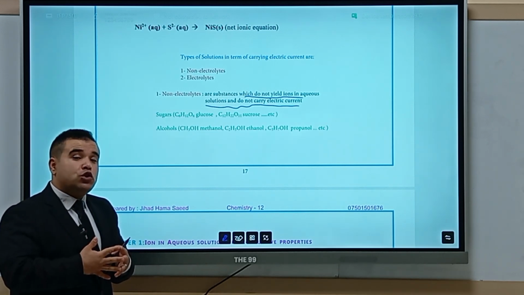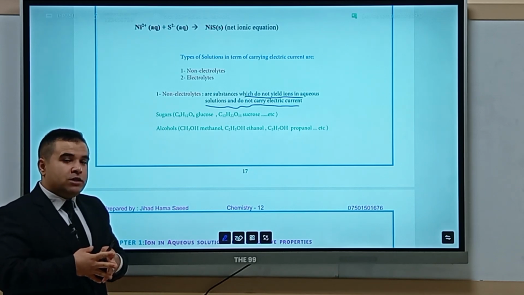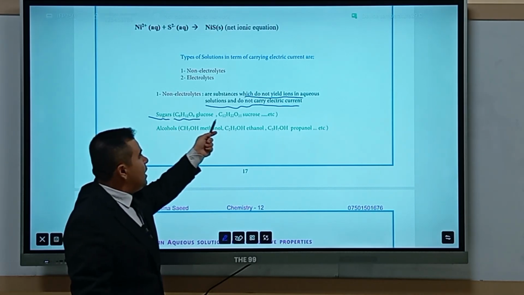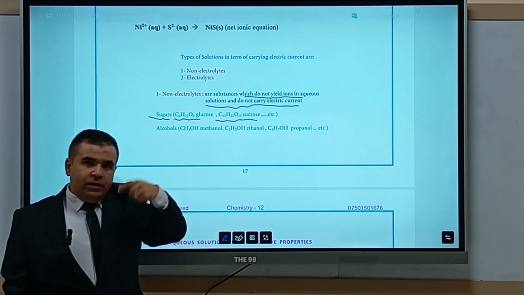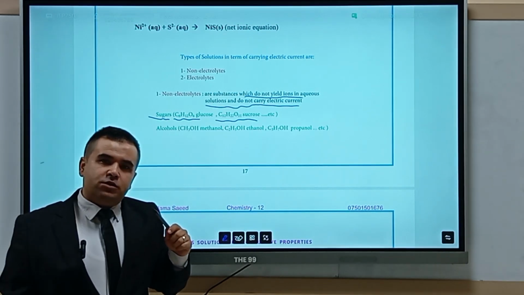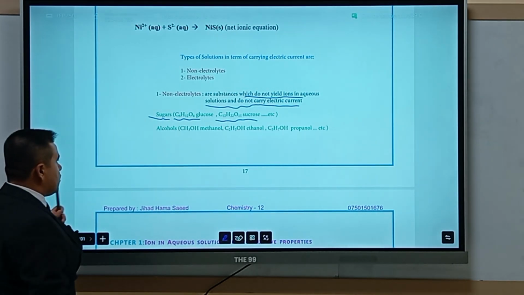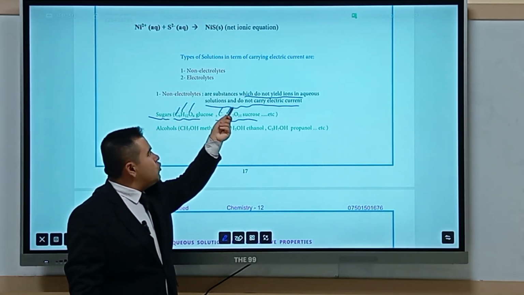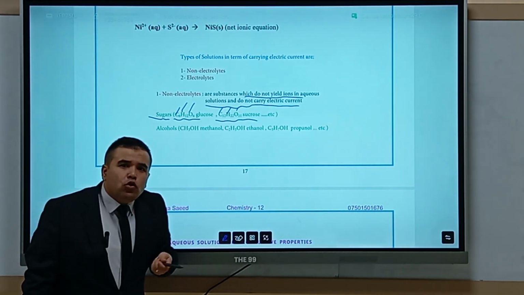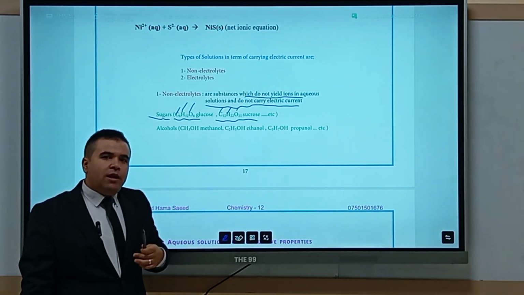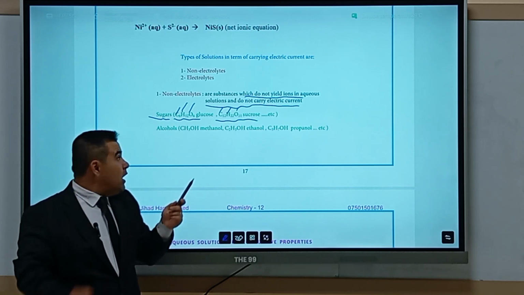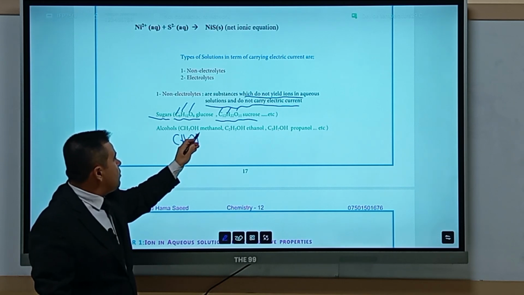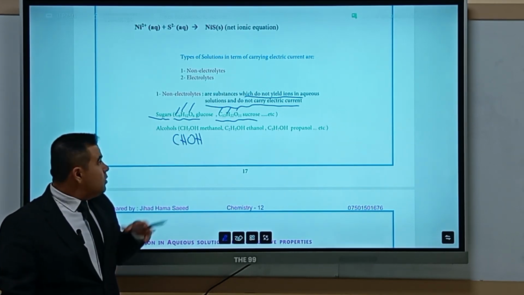We have two groups of compounds which are non-electrolyte solutes, the sugars and alcohols. The sugars: glucose and sucrose. There should be more examples, but these are the common two examples in our book, glucose and sucrose, which are carbon, hydrogen, and oxygen. But the alcohols, we'll be talking about the alcohols in chapter 10 in detail. The general form of alcohol can be stated as CHOH.